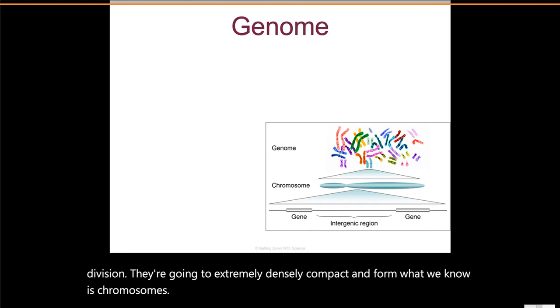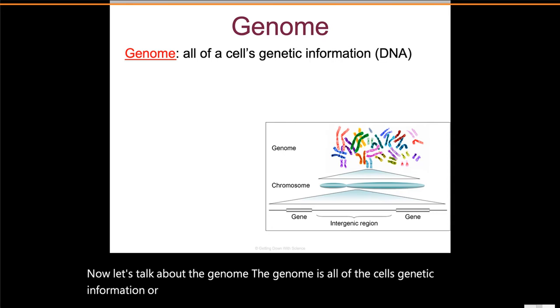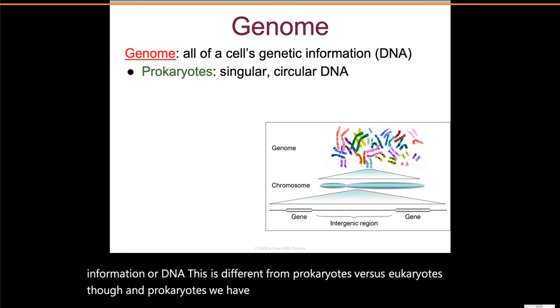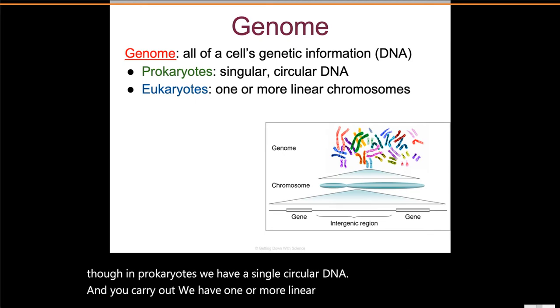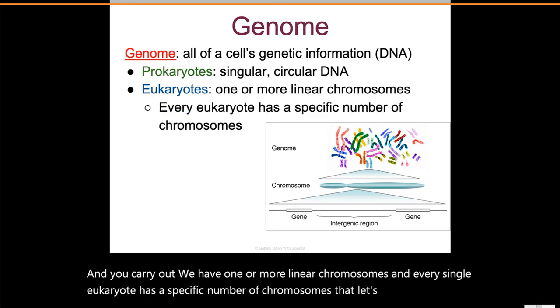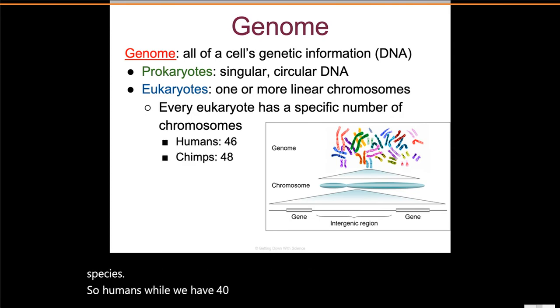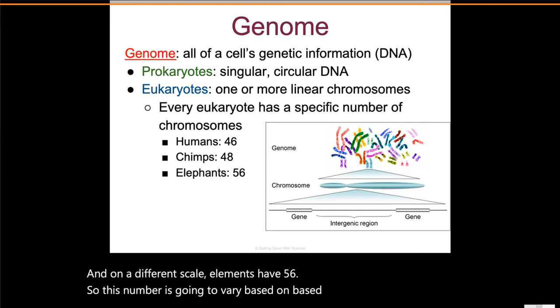Now let's talk about the genome. The genome is all of a cell's genetic information, or DNA. This is different for prokaryotes versus eukaryotes, though. In prokaryotes, we have a single circular DNA. In eukaryotes, we have one or more linear chromosomes, and every single eukaryote has a specific number of chromosomes for that species. So humans have 46, and, for example, chimpanzees have 48. And on a different scale, elephants have 56. So this number is going to vary based on the species or animal that we're talking about.